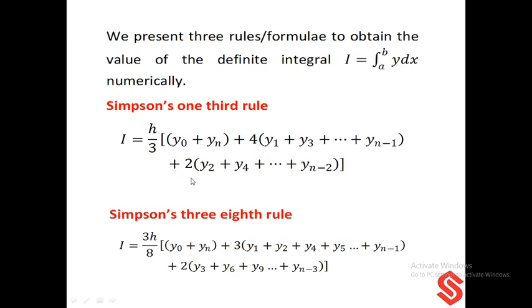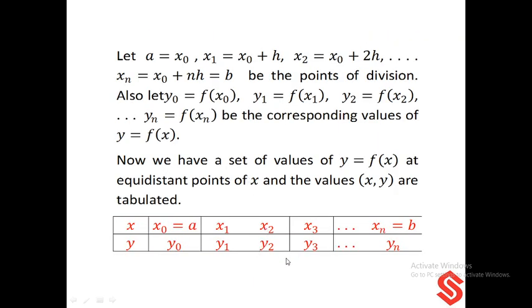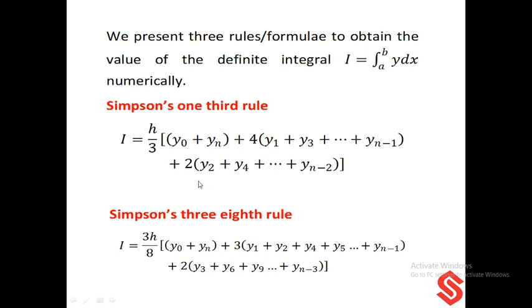Next, third term, it is 2 into y2 plus y4 plus y6, etc., plus yn minus 2. That is the sum of even ordinates. You see the suffix 2, 4, 6, etc. So that is the sum of even ordinates y2, y4, etc. So I is equal to h by 3 into y naught plus yn plus 4 into y1 plus y3, etc., yn minus 1 plus 2 into y2 plus y4, etc., yn minus 2. That is Simpson's 1/3 rule.